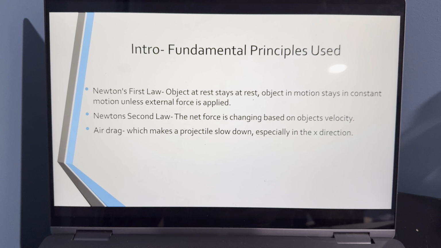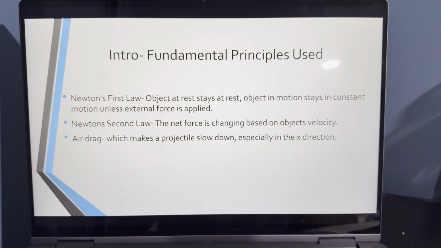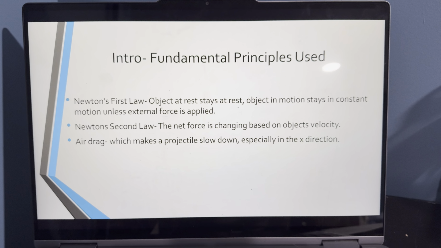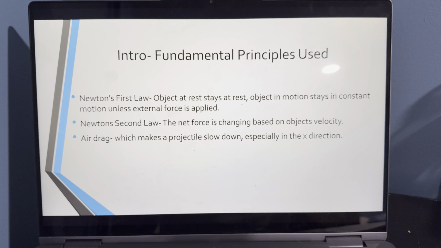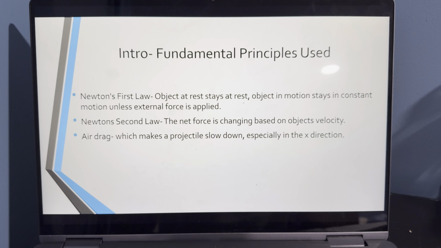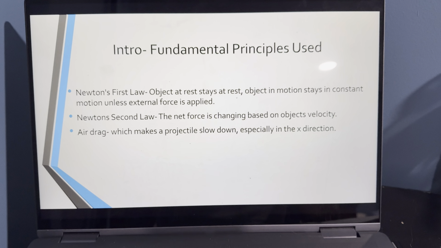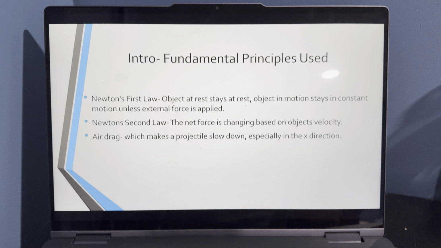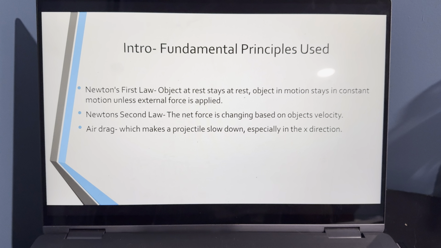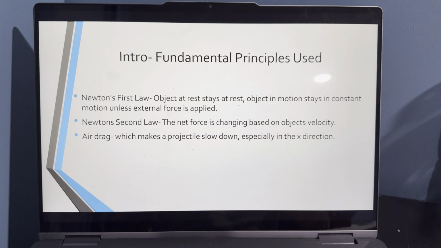For fundamental principles used, first we have Newton's first law, which is an object at rest stays at rest, and an object in motion stays in constant motion unless an external force is applied. Newton's second law is that the net force is changing based on the object's velocity, and F equals ma. So force equals mass times acceleration.